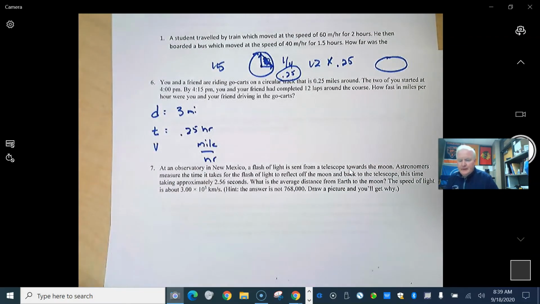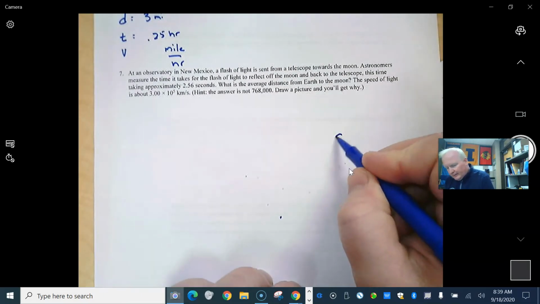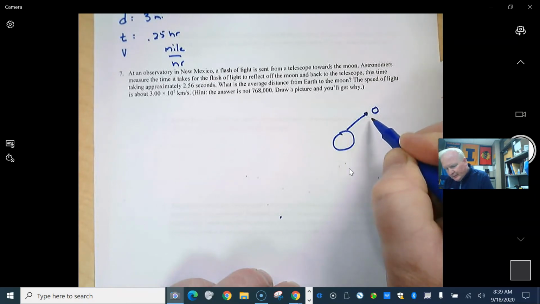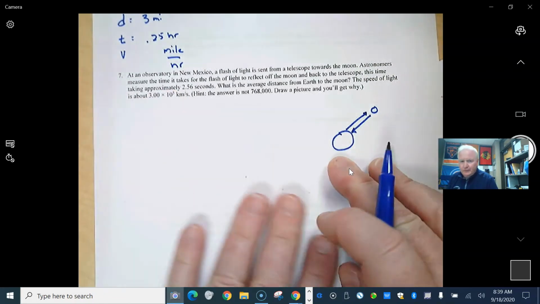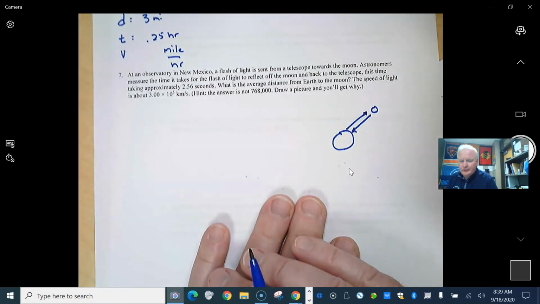All right, the last one is a very difficult one. It's our challenge question. It's about the astronomy thing. The Earth is right here. The moon is right here. They're going to shine a light up to the moon, and it's going to bounce back like this, right? Now, what I'm trying to show you is that you can always do problems with the 4-column method, but sometimes you're going to need to draw a picture as well.